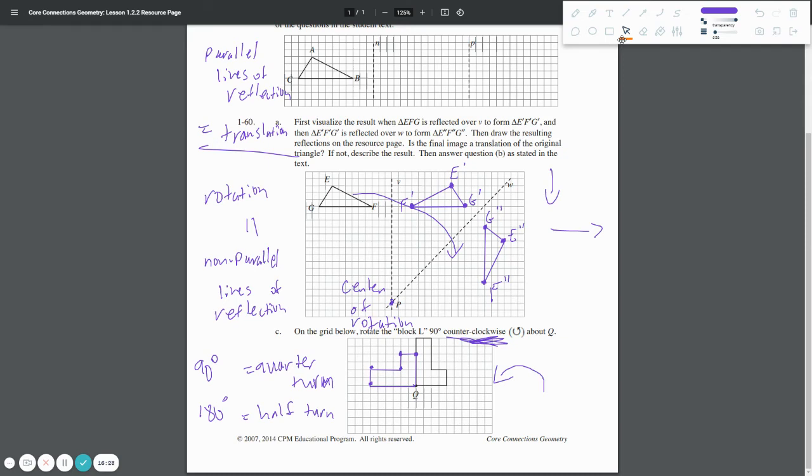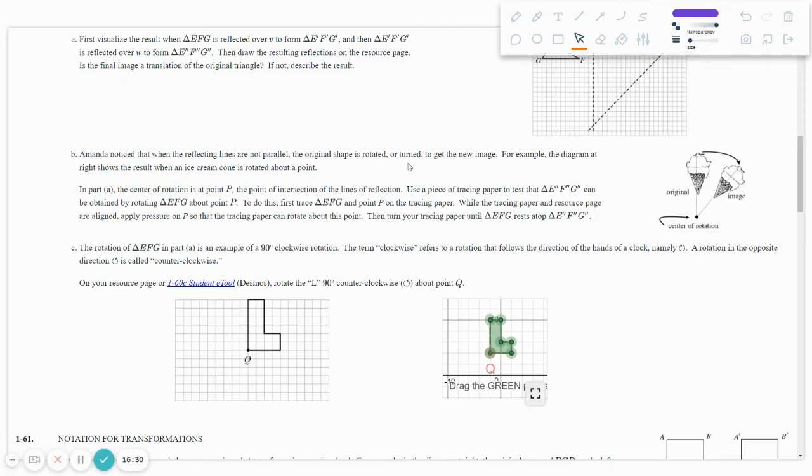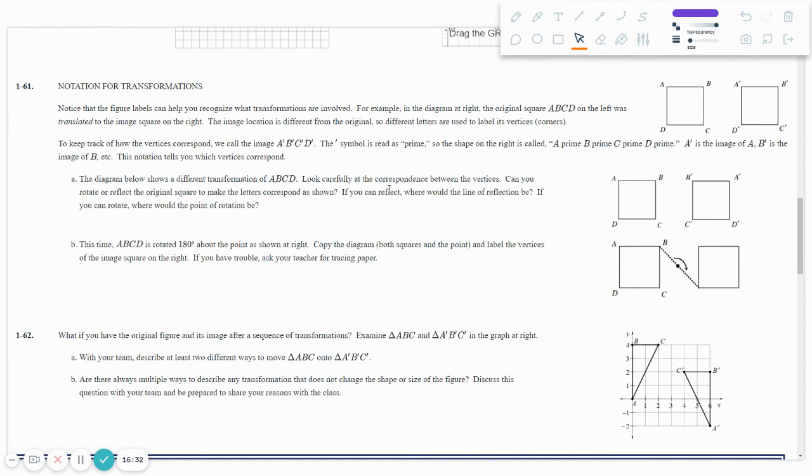So now, looking at 1-61, this is prime notation. So we're going to take a look here. Because if you notice, for the first part, this is showing what a translation would look like. All it's doing is sliding from this square to the right. But it's still a new square. Even though the same shape, the position is different. So that's why I need to rewrite it as A prime, B prime, C prime, D prime.